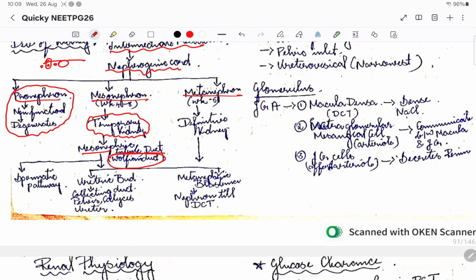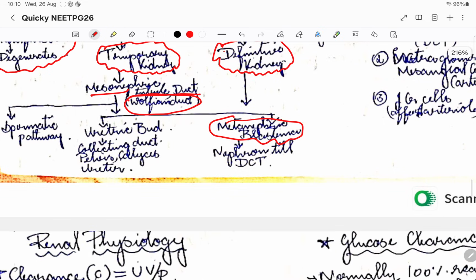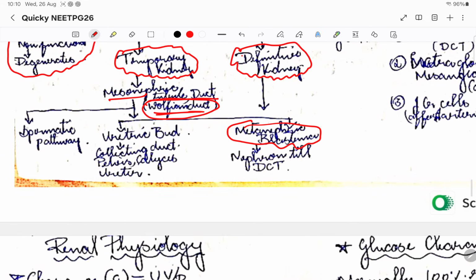Coming to the metanephros, this will form the definitive kidney. It will give rise to the metanephric blastema, and we'll come back to that. The mesonephric duct, that is the Wolffian duct, will give rise to the spermatic pathway and the ureteric bud. This is the thing with respect to the mesonephric duct and the metanephric blastema. Now the metanephros will form the definitive kidney. What is the definitive kidney? It is basically all the nephrons, all the nephrons till the DCT.